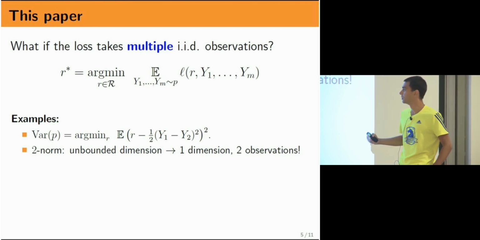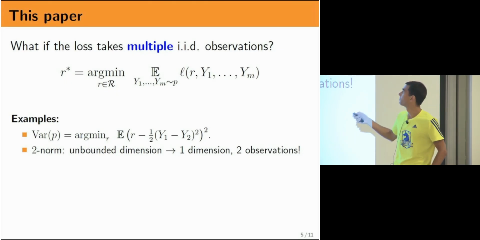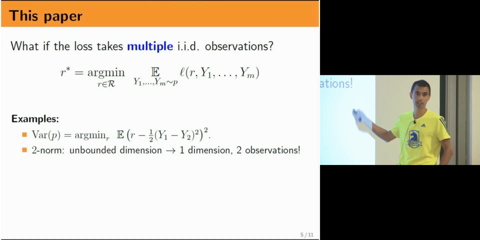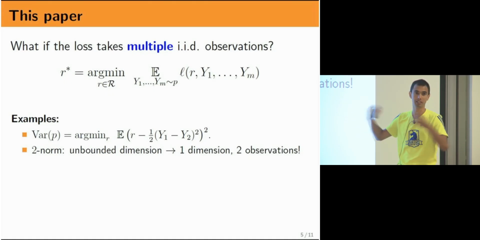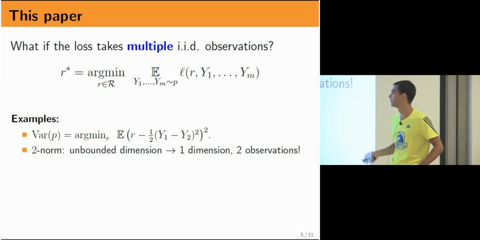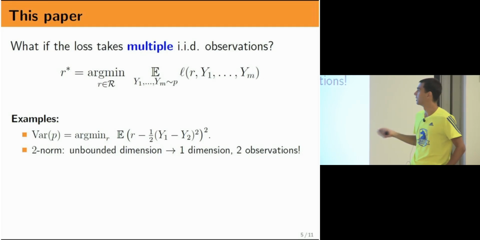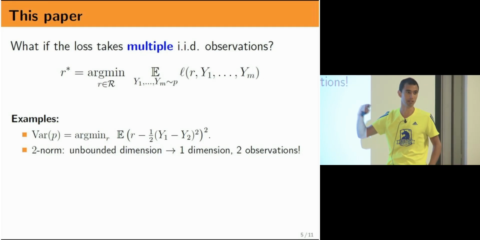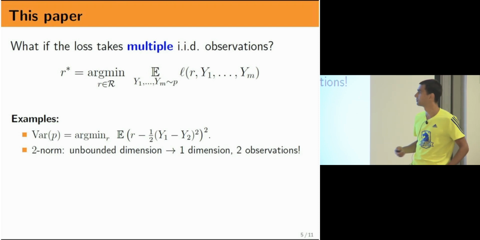A more dramatic example is the 2 norm. We can actually prove that if you care about the 2 norm of a distribution and you only get 1 observation, you actually need unbounded dimension, an unbounded number of parameters. You basically need to elicit the entire distribution and use a link function to compute the 2 norm, which is no fun. But if you get 2 observations, that dimensionality drops all the way down to just 1. You just need 1 parameter. So we thought that was pretty cool.